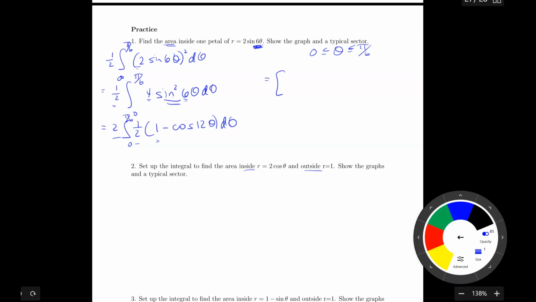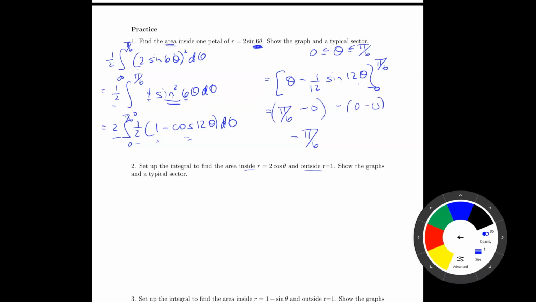And so to take the antiderivative of 1, I get theta. Take the antiderivative of the cosine term, I get 1/12 sine of 12 theta. And then I'm plugging in 0 and pi over 6. So I get pi over 6. If I plug in pi over 6 here, I get 2 pi, so that's 0. And then plugging in 0, I get 0 minus 0. All right, there it is, pi over 6. That's the area bounded by 1 petal.